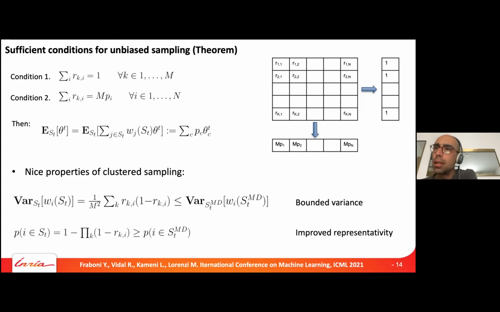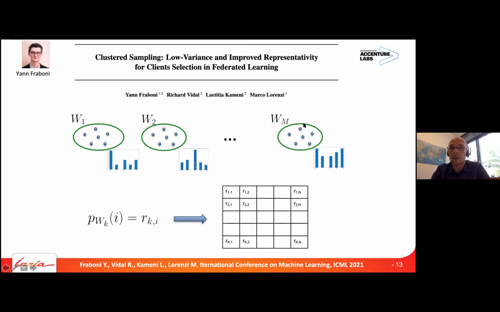Then I didn't understand. Why do you take the product over K? Okay, so we are sampling K times. At every iteration, you sample K times. Yeah. So for every gradient step, you actually do K samplings. Yeah, with different probability distributions.